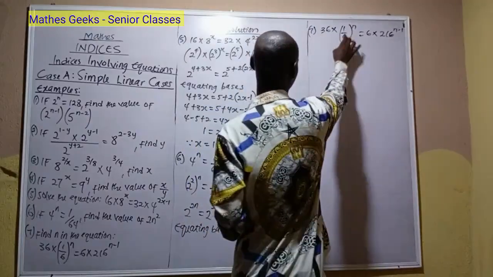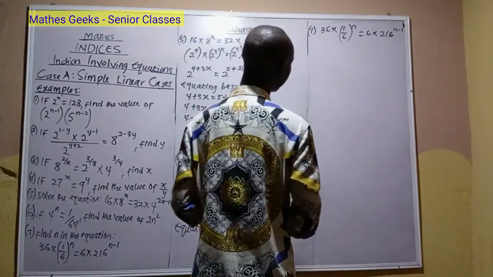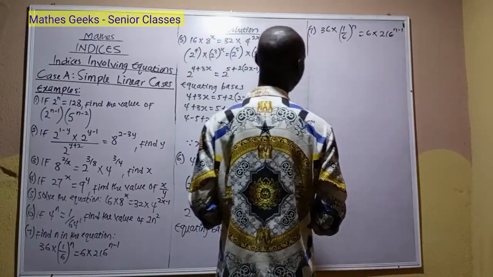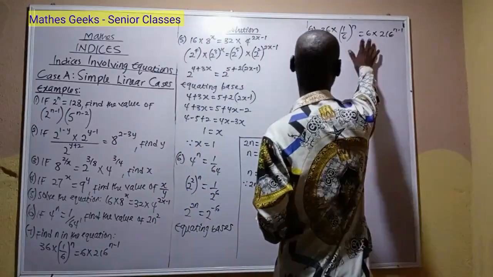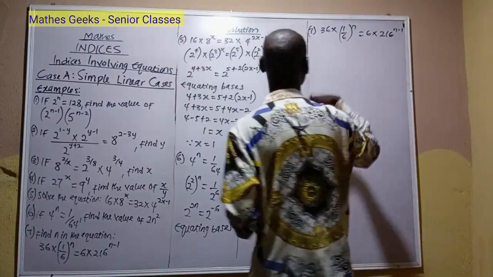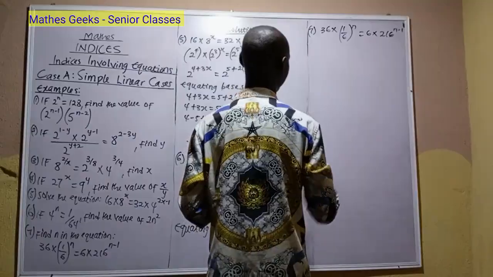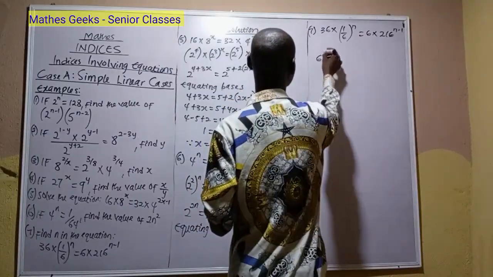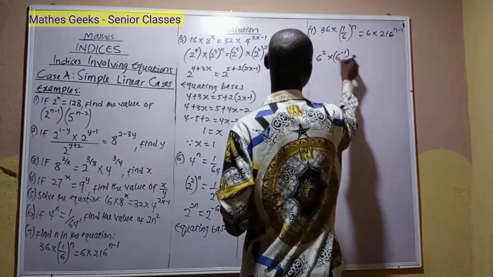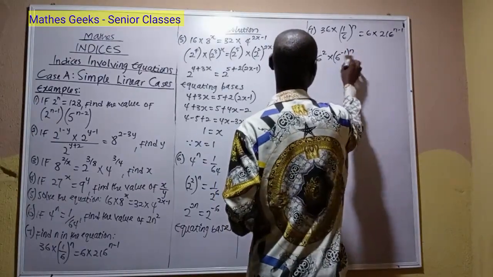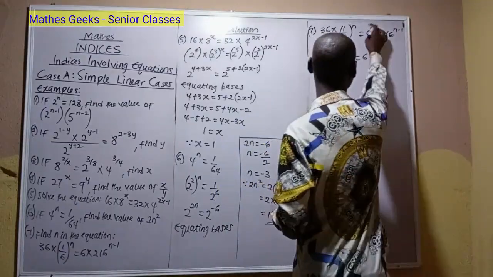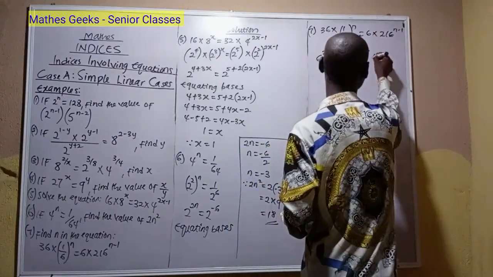So our base, the simplest number here, or the lowest number, is 6. And so we have 6 and we have 6 here. 36 must be written in its simplest base, or the lowest form possible. So now we get 6 raised to the power 2 times 6 raised to n is equal to 6 raised to 1 times.